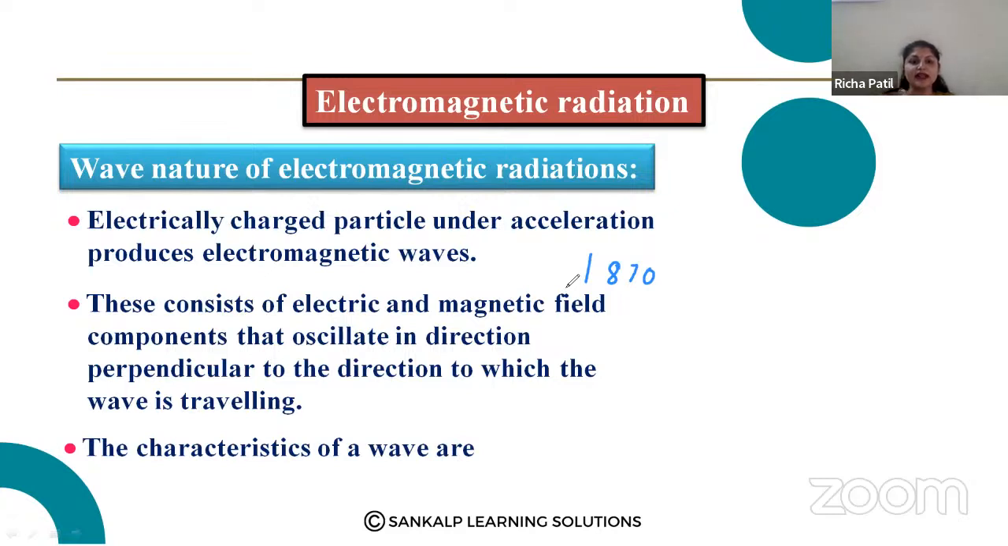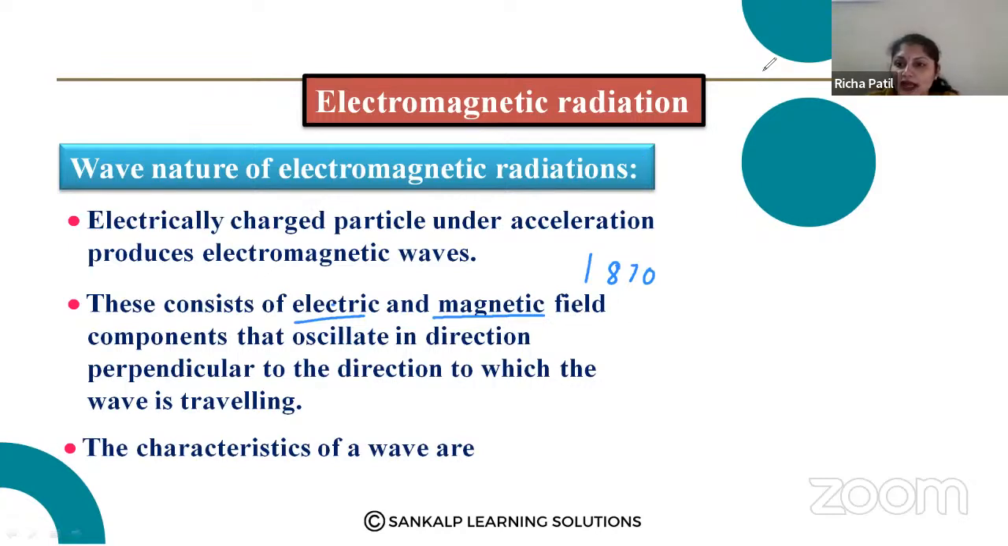Okay, so these are electrically charged as well as magnetically charged under acceleration to produce the electromagnetic waves. So these consist of both. They have both electric as well as magnetic fields, and these components are perpendicular to each other, and also perpendicular to the direction in which the wave is propagating. The electric and magnetic fields are placed perpendicular to each other. Okay, and what are the characteristics of a wave?